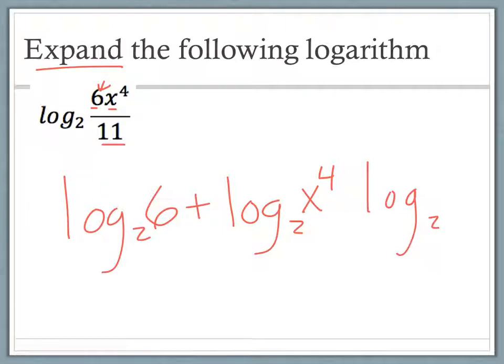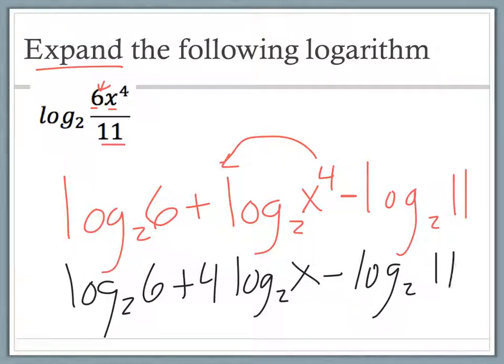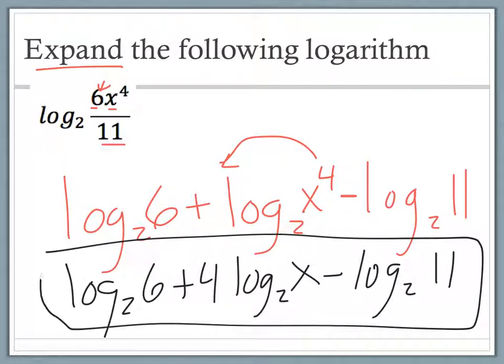And the last one, it's on the bottom in division, so we know that division goes with subtraction, so I'm going to subtract that log base 2 of 11. Now I'm not done. I have this 4 that I can move out front. So let's rewrite what we have. We have log base 2 of 6 plus 4 log base 2 of x minus log base 2 of 11. And that is our final answer, since we've expanded it and given everything a log.